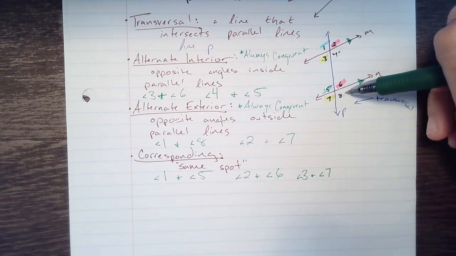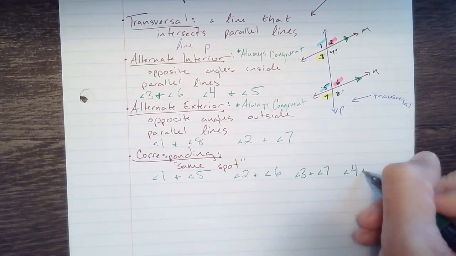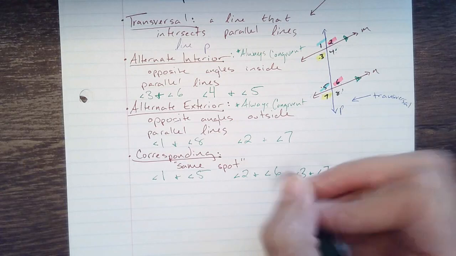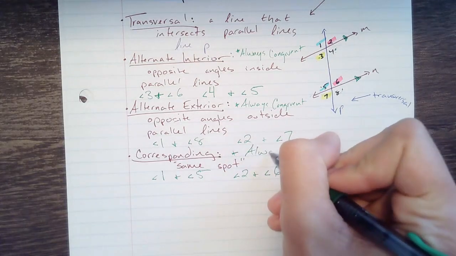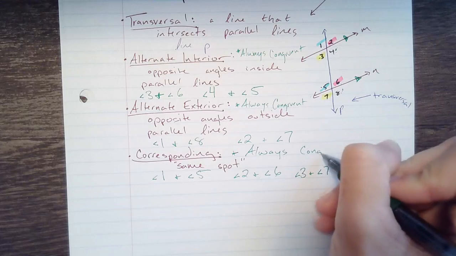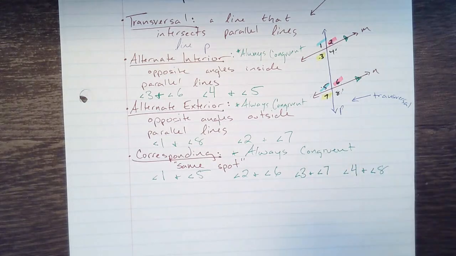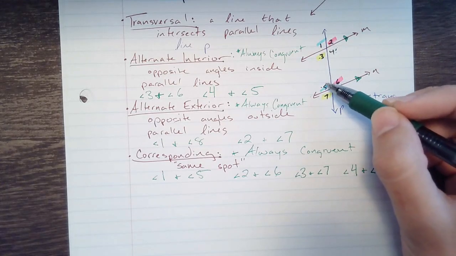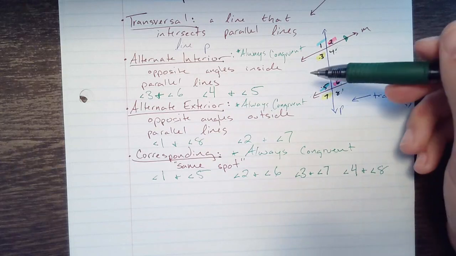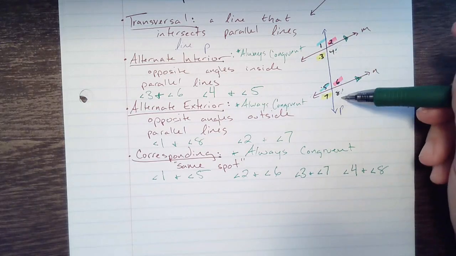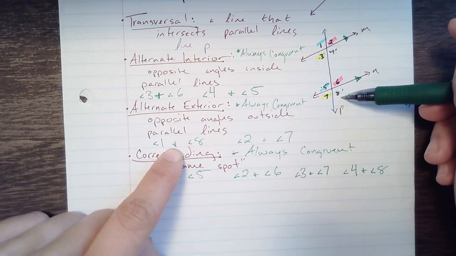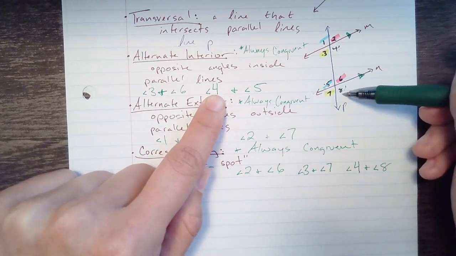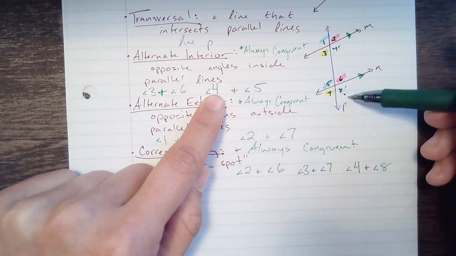Okay, so we have 4 sets of corresponding angles, right? And these are always congruent. So 1 and 5 are going to be the exact same measure. And then, like we said earlier, 1 and 8 are the same measure. But also 5 and 4. So then we end up with these 4 angles all being equal to each other. And then these 4 angles are all going to be equal to each other. And we'll see that in a picture in just a minute.